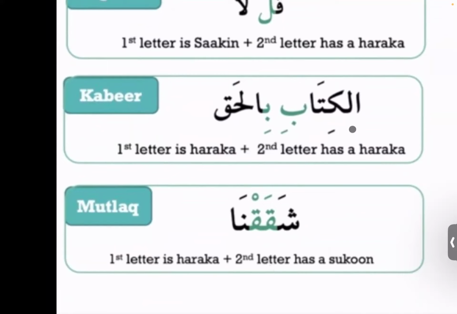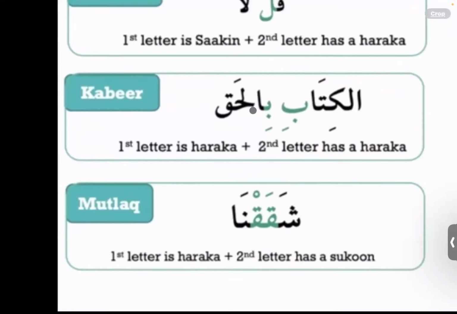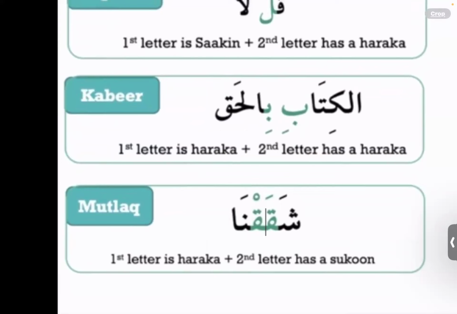For example, over here, al-kitab bil-haq. The first one has a haraka. We pronounce it nice and separate. The second one also has a haraka, nice and separate. There's no merging here. Bil, kitab bil. Again, over here, technically the second one also doesn't have a haraka, but again, it's going to be a separate entity.